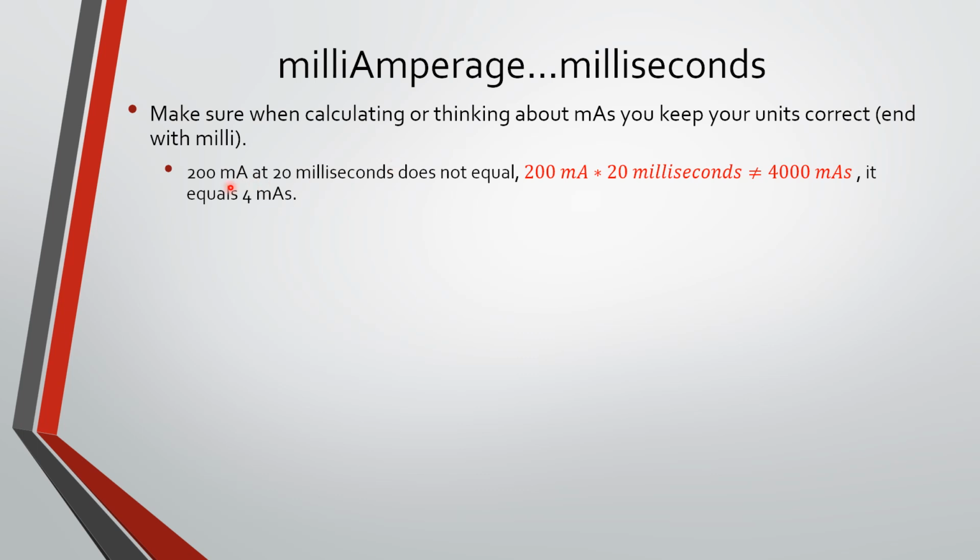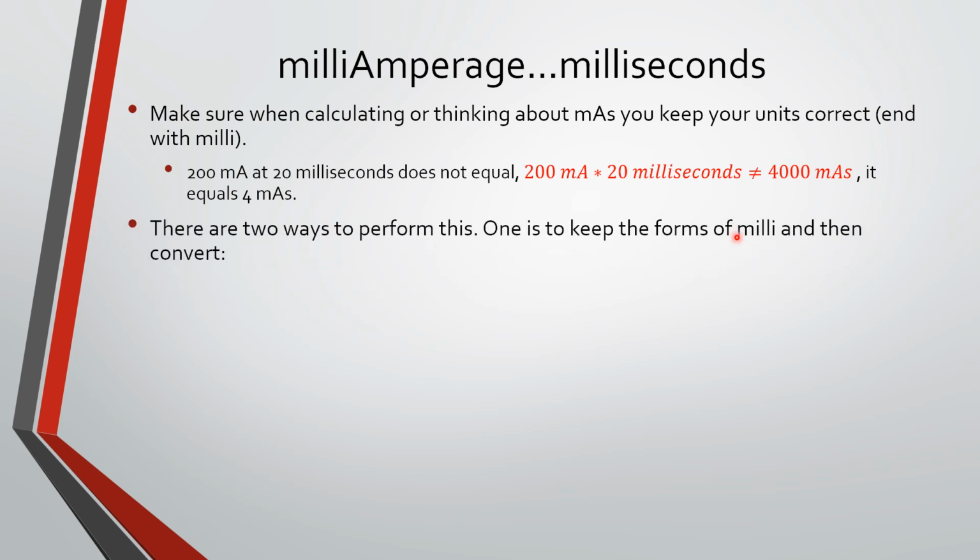So we have 200 mA at 20 milliseconds. This doesn't equal 200 times 20, okay? Which that would be 4,000 mAs, okay? This should equal 4 mAs, all right? So doing it this way, so just taking the numbers at their value isn't gonna work out to a correct answer, okay? So there's two ways to perform this. One is to keep the forms as milli and then to convert, which may be slightly more confusing, and then we'll talk about the other way.